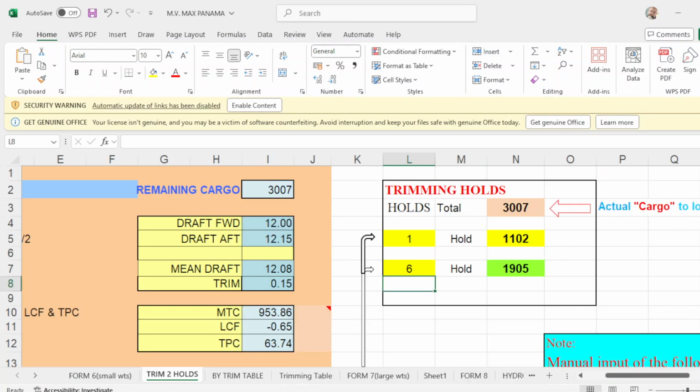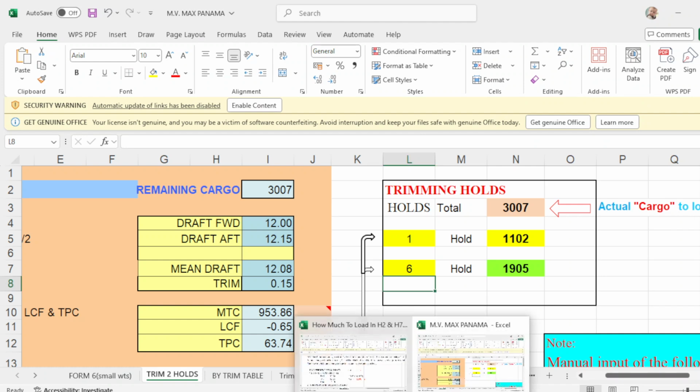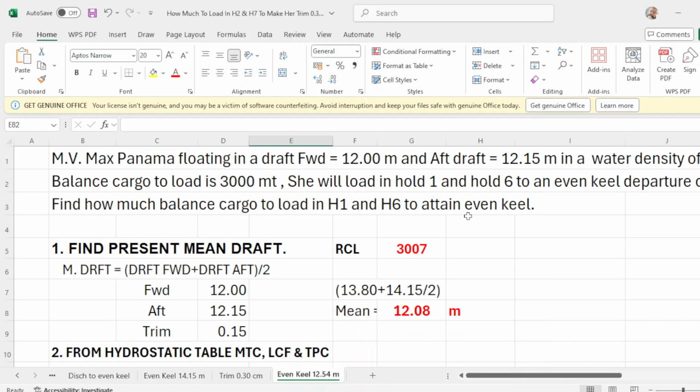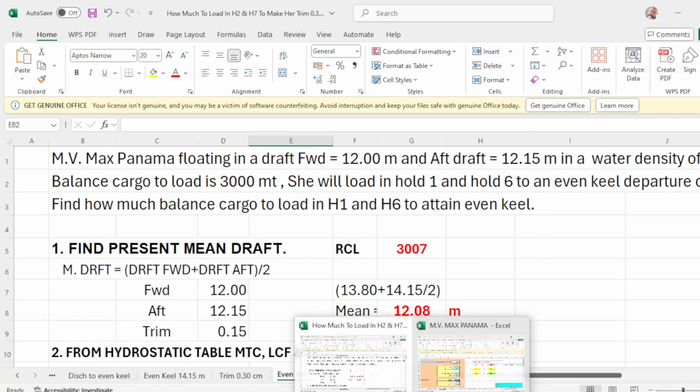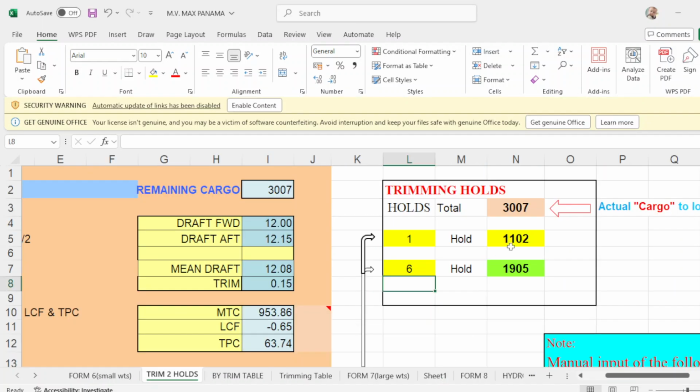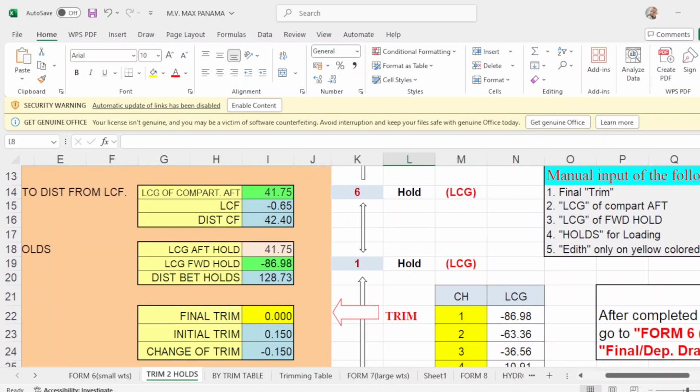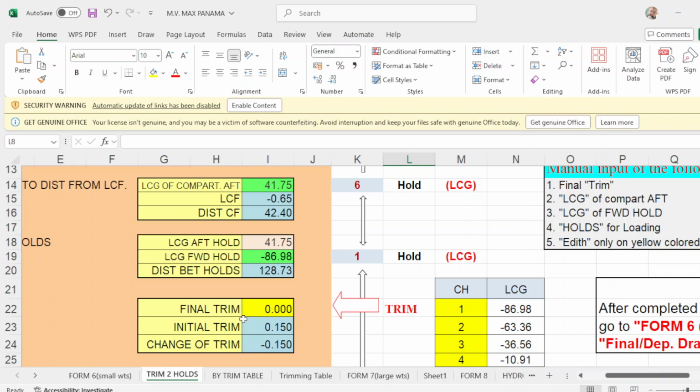And you scroll down. Wait a minute. The problem says you should depart even keel. Okay. Even keel departure condition and how much balance cargo to load in 1 and 6 to attain even keel. So the measure should be even keel upon departure. Since you have already input the cargo holds 1 and 6, you scroll down and here the final trim even keel meaning it is 0.